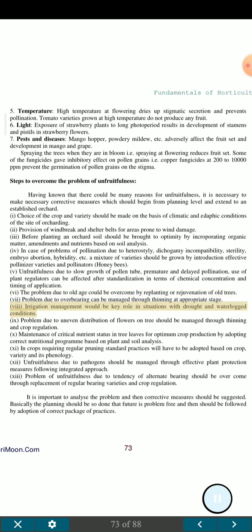VIII. Irrigation management would play a key role in situations with drought and waterlogged conditions. IX. Problem due to uneven distribution of flowers on the tree should be managed through thinning and crop regulation. X. Maintenance of critical nutrient status in tree leaves for optimum crop production by adopting a correct nutritional program based on plant and soil analysis.